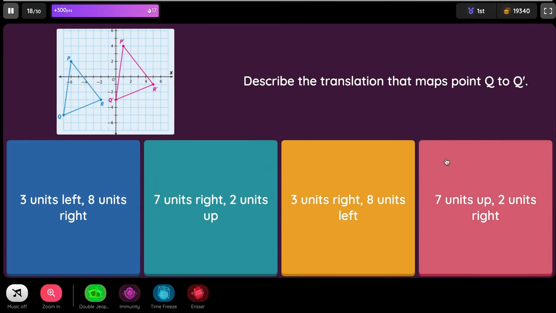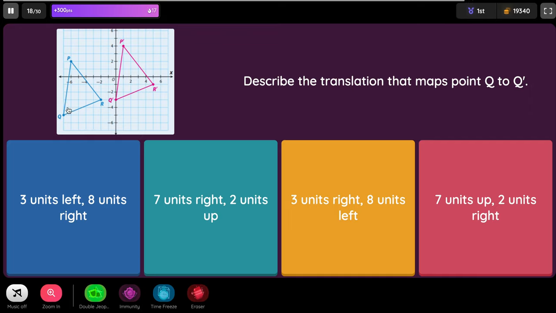Describe the translation that maps point Q to point Q prime. Initially I was about to say that you can choose any of the three points from the original triangle. You can choose point P, point R, or point Q. But since the question says point Q specifically, I prefer if you don't choose point P or R. First you go 1, 2 units up. You can do it in any order you like. You can move to the right first, or you can move up first. It totally depends on which plane you want to work on.